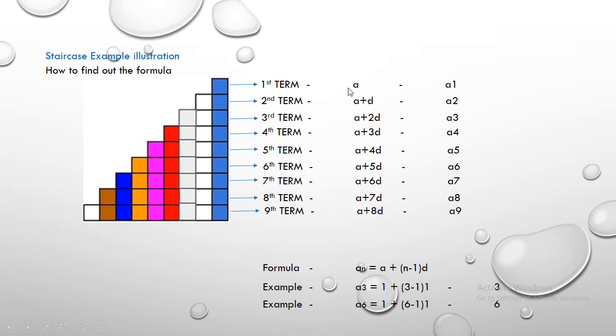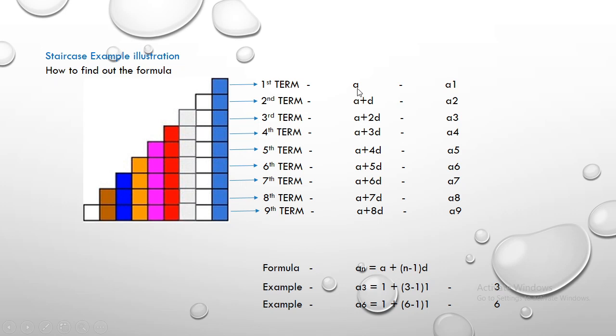So if we consider this staircase made out of bricks, the first row is made out of only 1 brick. The second row is made out of 2 bricks. The third is 3 bricks. Like that, the 9th row is made out of 9 bricks.